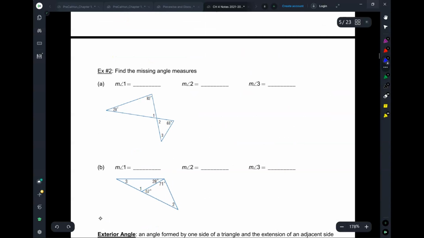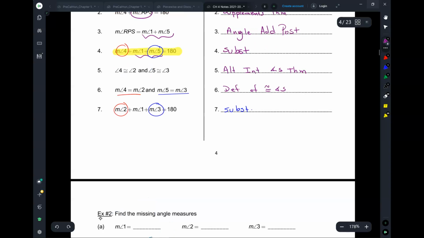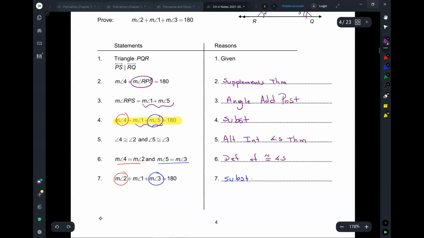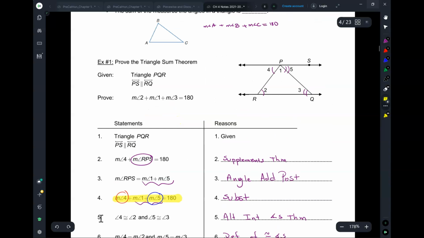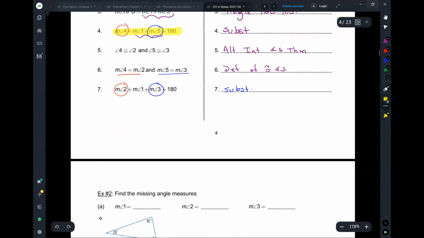So, good. So we're proving the new theorem, right? Because you've always been told to blindly accept that measure of angle 2 plus 1 plus 3 equals 180, right? And now we proved it and we said, oh, look, it does equal 180. Okay, and now that we've proved it and we've introduced it, you can use that as a theorem anywhere else.